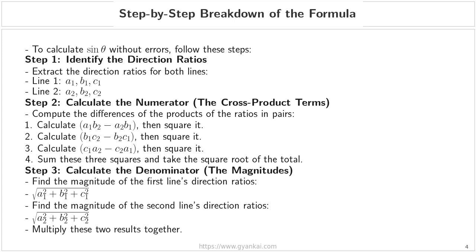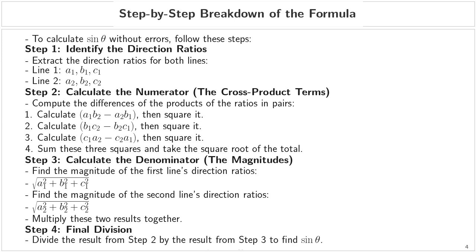Step 3. Now, let's move to the denominator, which represents the magnitudes. You need to find the magnitude of the first line's direction ratios by calculating the square root of a sub 1 squared plus b sub 1 squared plus c sub 1 squared. Then, do the exact same for the second line: the square root of a sub 2 squared plus b sub 2 squared plus c sub 2 squared. Once you have both individual magnitudes, multiply these two results together.